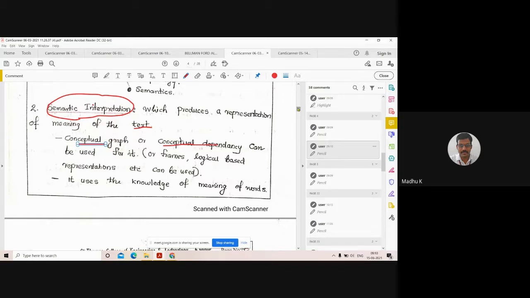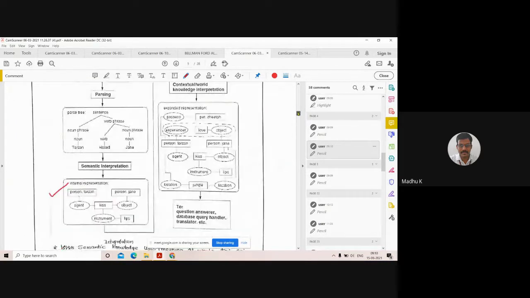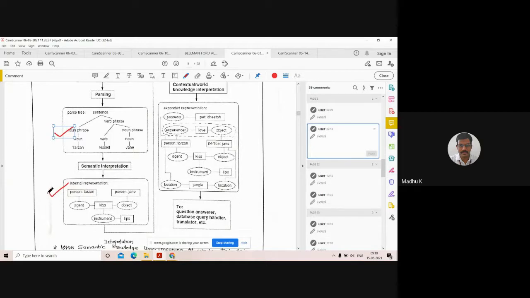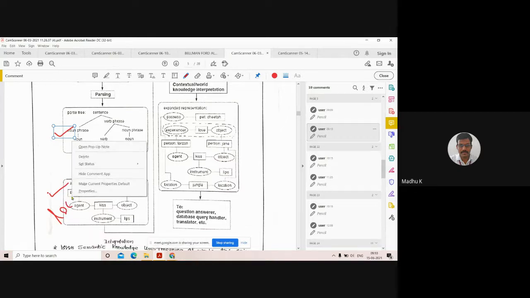So this is about the semantic interpretation. You can note here, this is the parse tree, then this is the internal representation. The given sentence or text is converted into this internal representation. This is also called the local representation. Please note this concept: local representation.